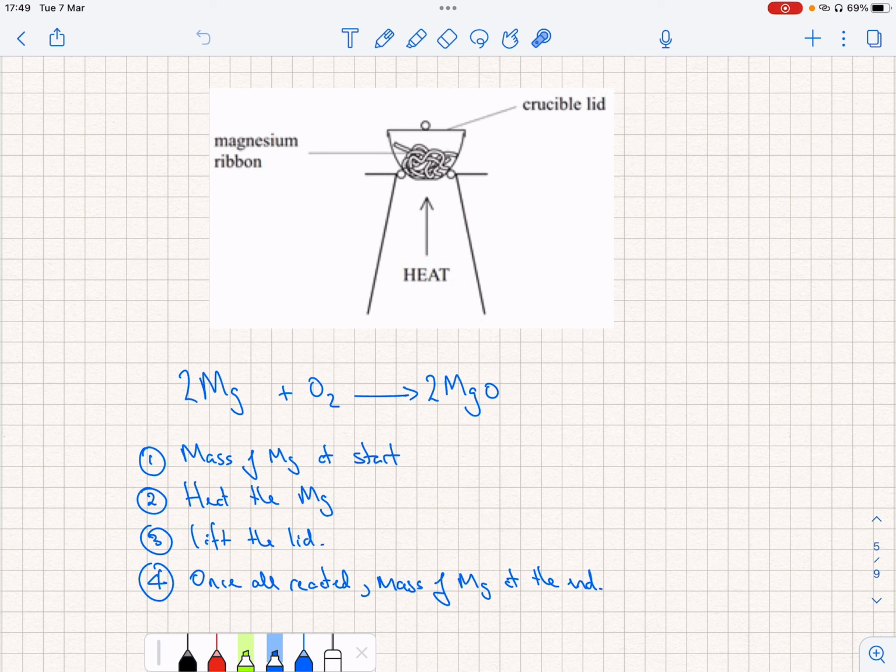And then you know all the magnesium has reacted with the oxygen to make magnesium oxide. And that's how you get your masses in order to calculate your empirical formula.